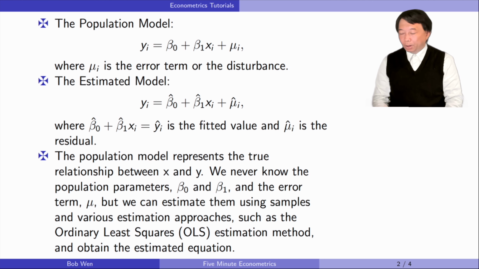The population model is the true relationship between the explanatory variable x and the outcome variable y. We can think of it as a data generating process by nature that produces all data. We collect a sample of the data and estimate the parameters using specific estimation methods, like OLS.